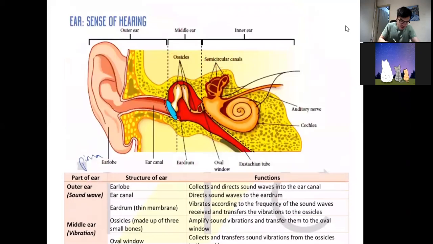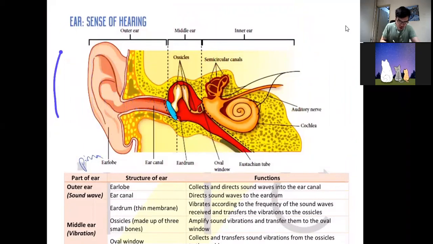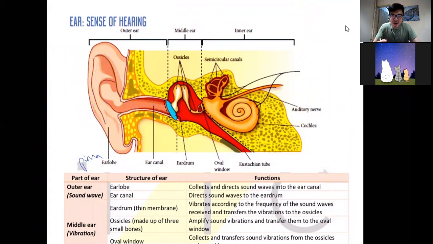Because when sound travels into our ear, after so much distance traveling, you will lose some of the energy. If you stand very far from me and I shout at you, the sound will get softer by the time it reaches your ear. So the function of the ossicle is to make the sound stronger so that you can hear. So this is for amplifying your sound. That's your middle ear.